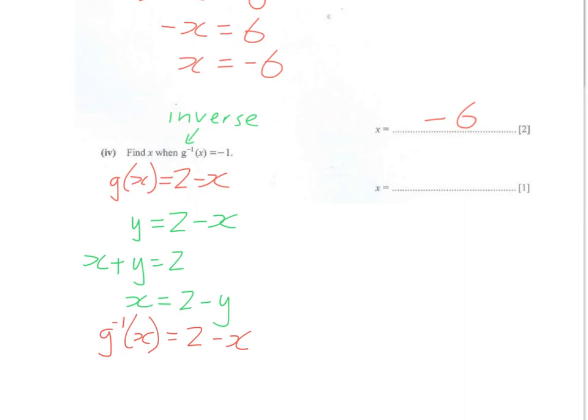So then I know that g inverse of x, that's 2 minus x, is equal to -1. That means solve for x. I'm going to add x to both sides, then add 1 to both sides. So I get x equals 3 as my solution.